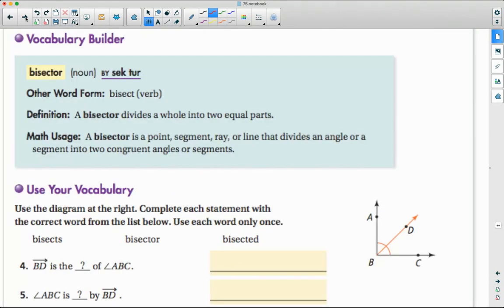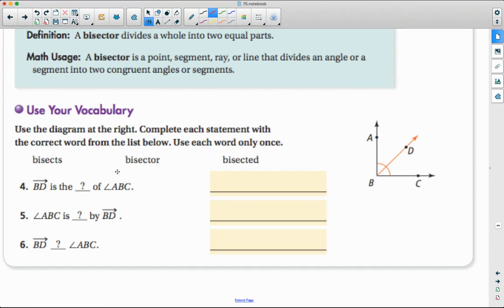Next, a bisector. A bisector divides a whole into 2 equal parts. We know what a segment bisector is. We know what an angle bisector is. Bisecting it into congruent parts. A bisector is a point, segment, ray, or line that divides an angle or segment into 2 congruent angles or segments. Use the word bank and complete each sentence here with the correct word, or correct form of the word.